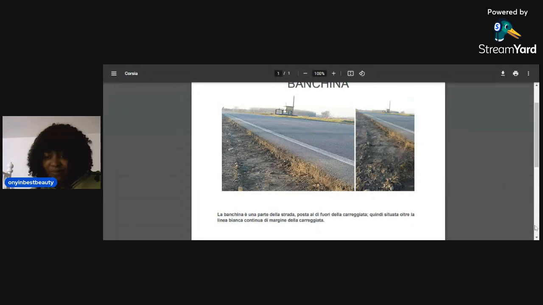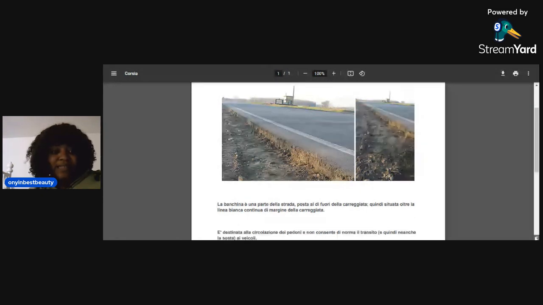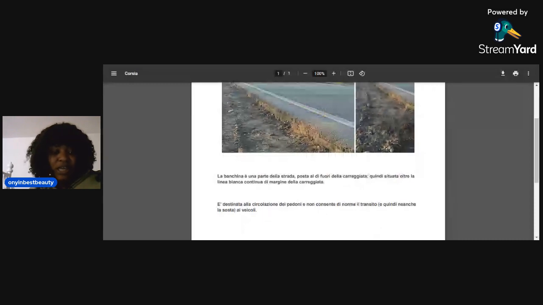Okay guys, è destinata alla circolazione pedonale, it is used for pedestrian circulation. Pedoni, people on foot. È non consente di norma il transito ai veicoli. And you know the consent means vehicles are not permitted. E quindi neanche la sosta. Something where we say vehicle, they don't allow them to do it. If they park there, no. That's why they said e quindi neanche la sosta, not even the sosta of a vehicle.